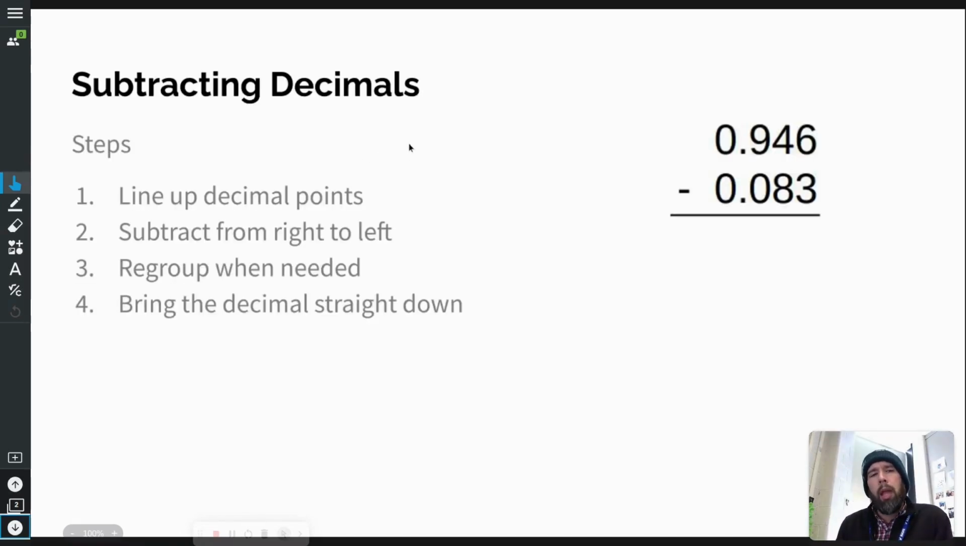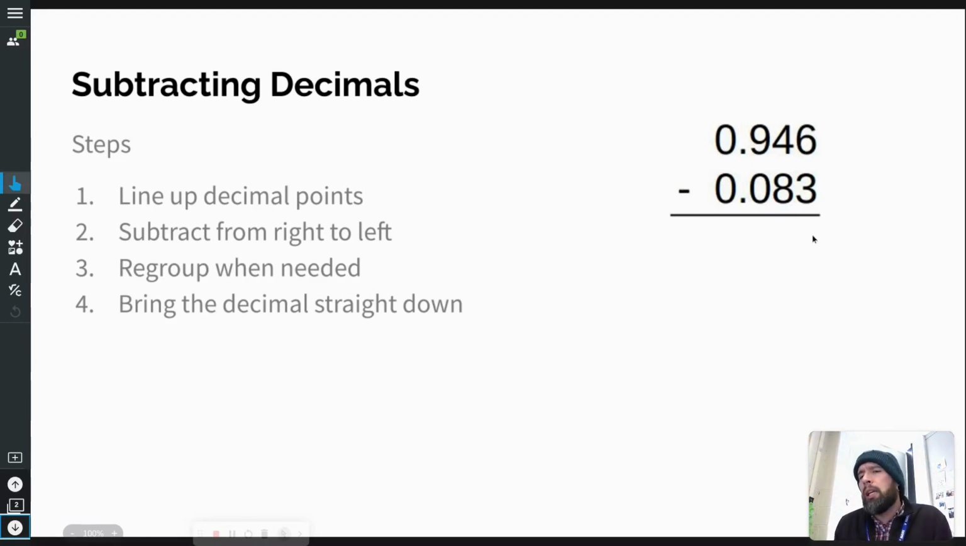Now, how do we subtract decimals? First things first, make sure the decimals are lined up. These guys already are. And then you subtract right to left like you normally would. Don't forget to borrow from the number on the left if you have to. And then once you're done, you just bring the decimal straight down in its old spot. All right, so let's take a look.